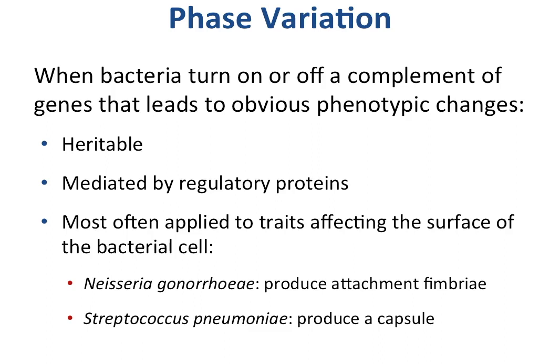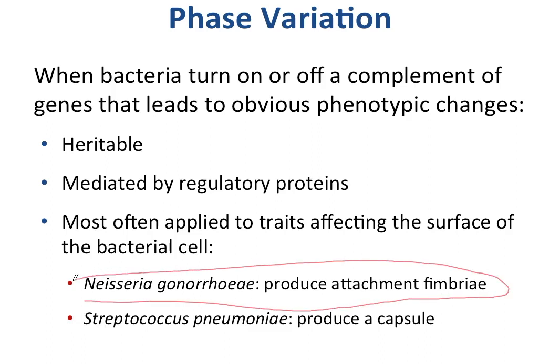They can change some traits affecting the surface of bacterial cells. For example, Neisseria gonorrhoeae can produce attachment fimbriae, and Streptococcus pneumoniae can produce a capsule. If the bacteria have capsules, they are very resistant to antibiotics. They can also use the capsule to invade the host.